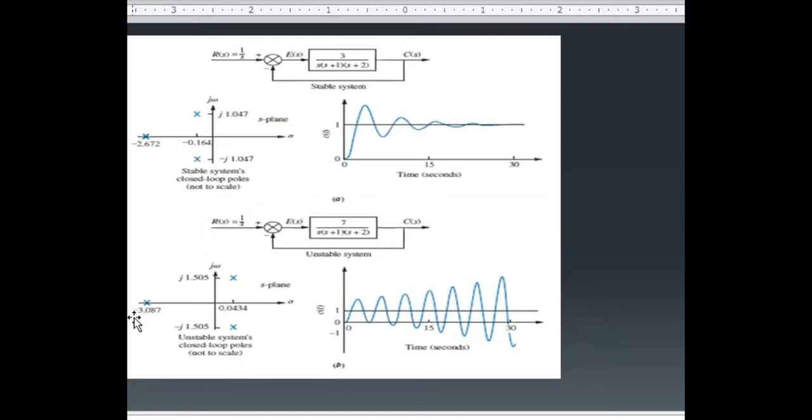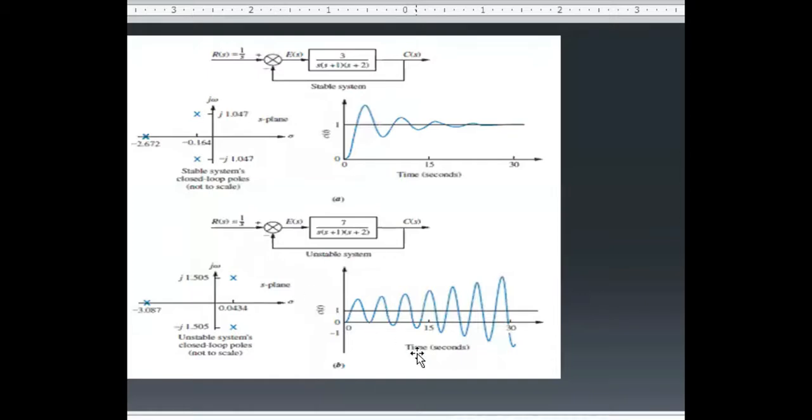You get one pole at minus 3.087, and another pair, a complex conjugate pair, at somewhere around j1.505 plus or minus some real values too. But you see that there's one pole on the right half plane, at 0.0434. So what does it mean? One of the poles is on the right half plane. By definition, if your pole is lying on the right half plane, your system would be unstable.